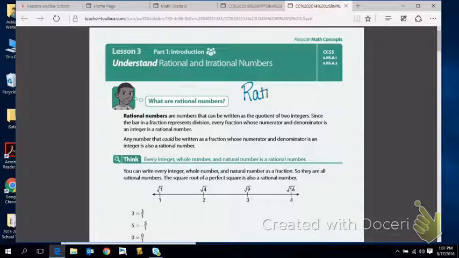If we look at the root word of rational, it is ratio. And we know that a ratio is a comparison of two numbers, or two quantities, or two integers in this case.